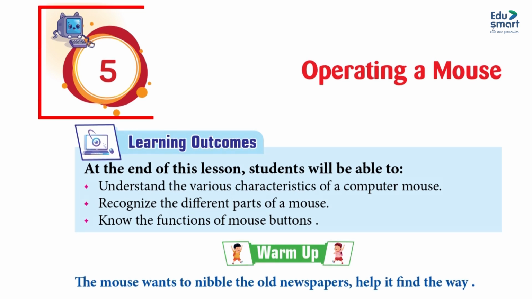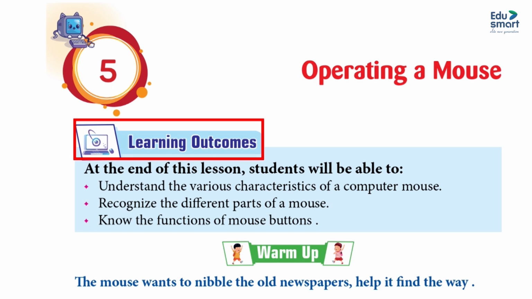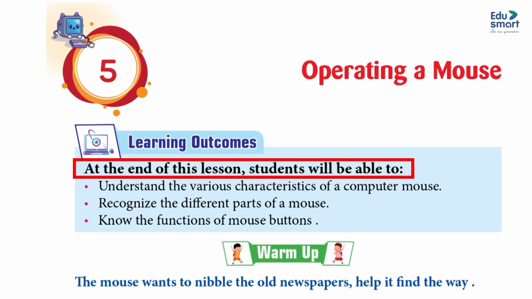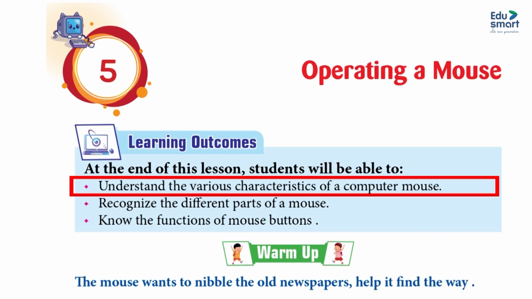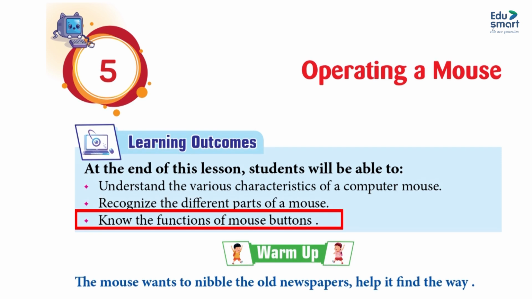Chapter 5: Operating a Mouse. Learning Outcomes. At the end of this lesson, students will be able to understand the various characteristics of a computer mouse, recognize the different parts of a mouse, and know the function of mouse buttons.